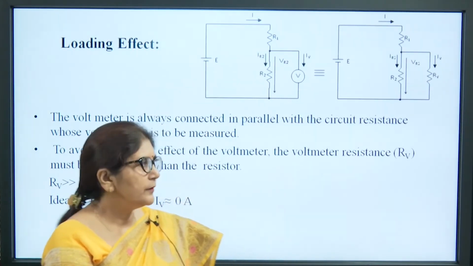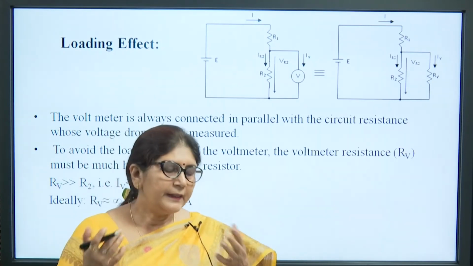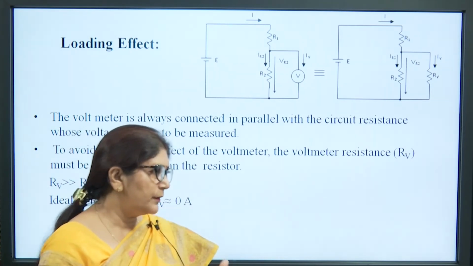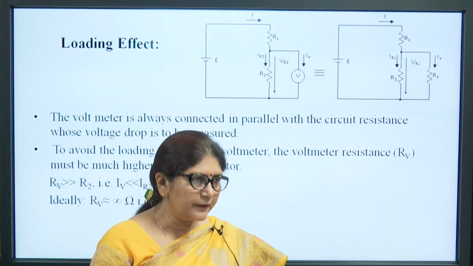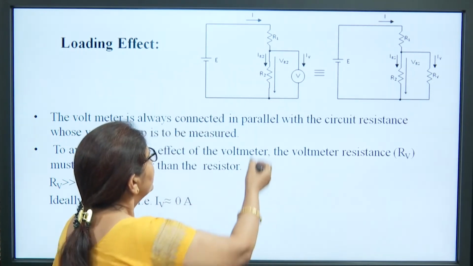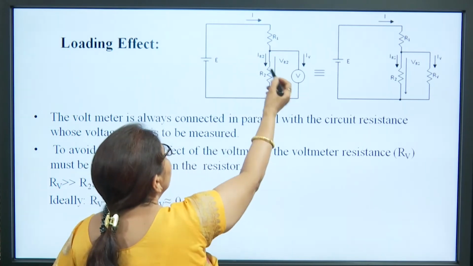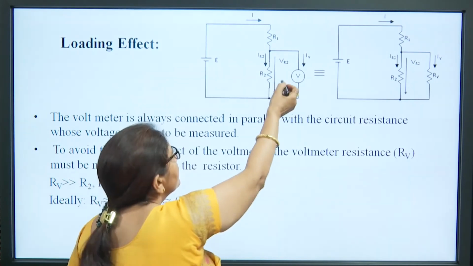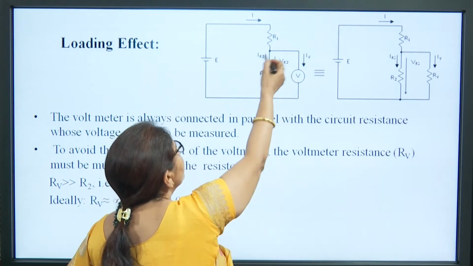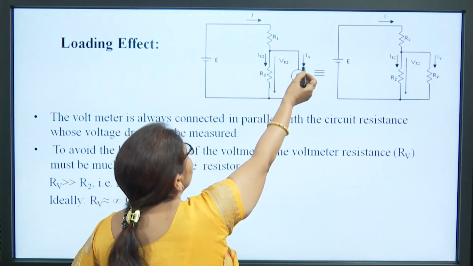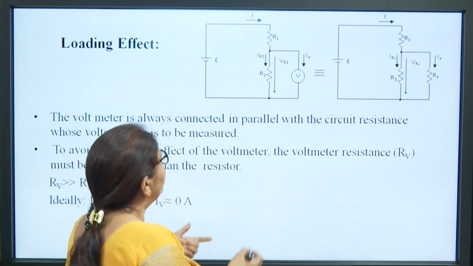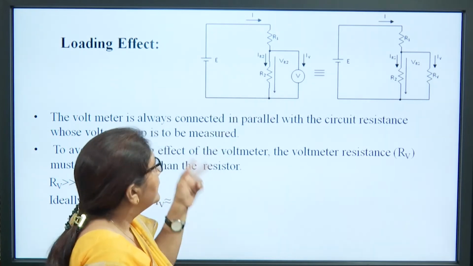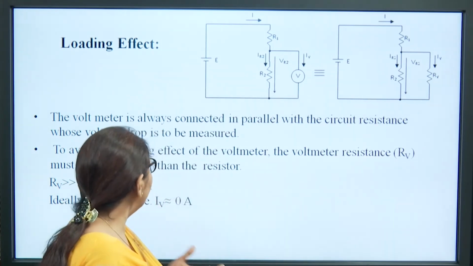So, the loading effect: if we are using a voltmeter that has a very low resistance, then when we connect it to a circuit to measure the voltage across a resistance, suppose here we want to measure the voltage across this resistance, what will happen if the resistance of the voltmeter is very low? The total resistance of the circuit will reduce, and this meter will also draw current. If the current drawn by the meter, IV, is not much less than IR2, then there is a drop across the meter. So, the overall reading will change.